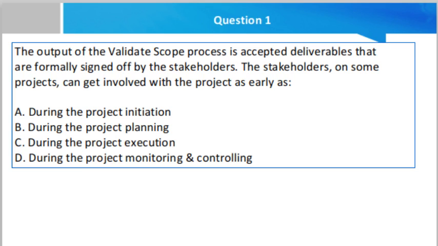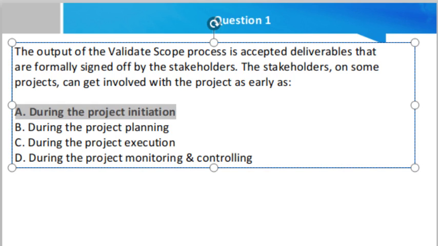Friend, question number 1. The output of the validate scope process is accepted deliverables that are formally signed off by the stakeholder. The stakeholders on some projects can get involved with the project as early as during project initiation, during project planning, during project execution, and during project monitoring and controlling. So friend, our right answer is option number A.